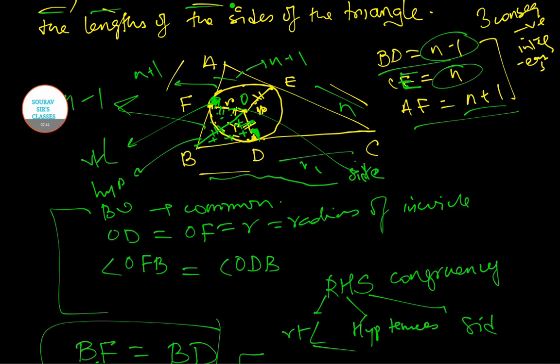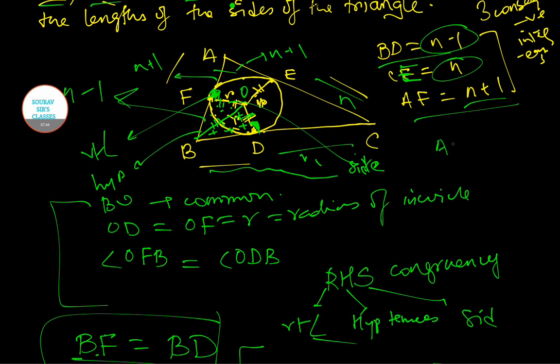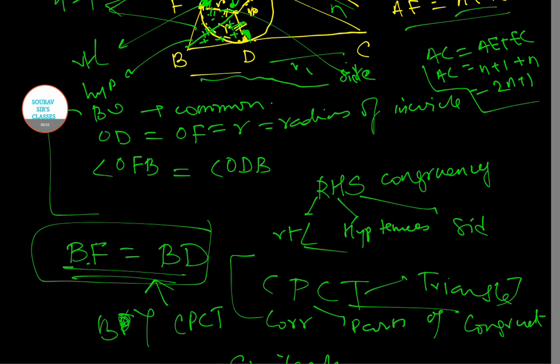We have another part left, which is AC. Now AC is equal to AE plus EC, and we know AE equals n plus 1 and CE equals n, so AC equals n plus 1 plus n, which is equal to 2n plus 1. So AC equals 2n plus 1.